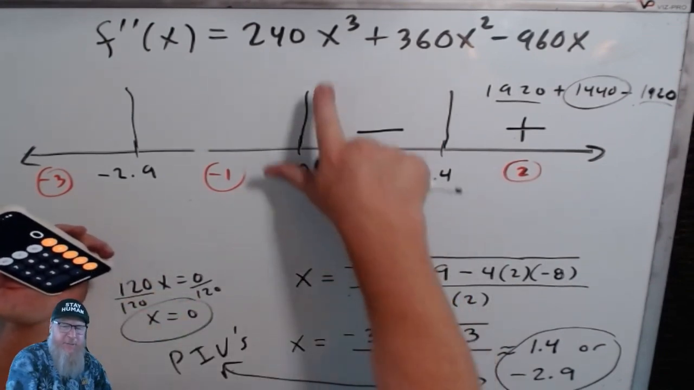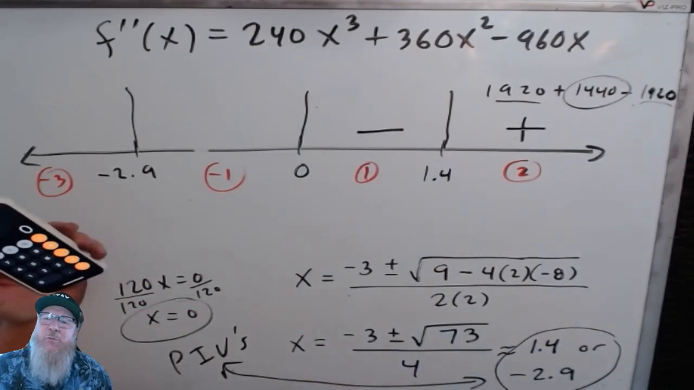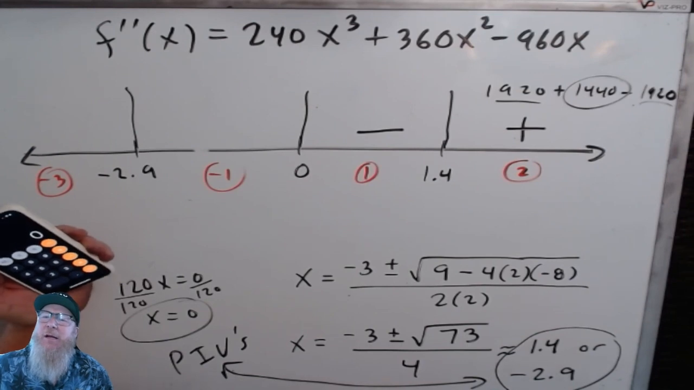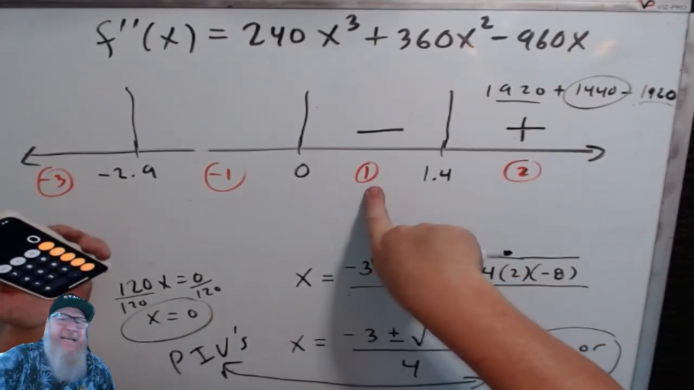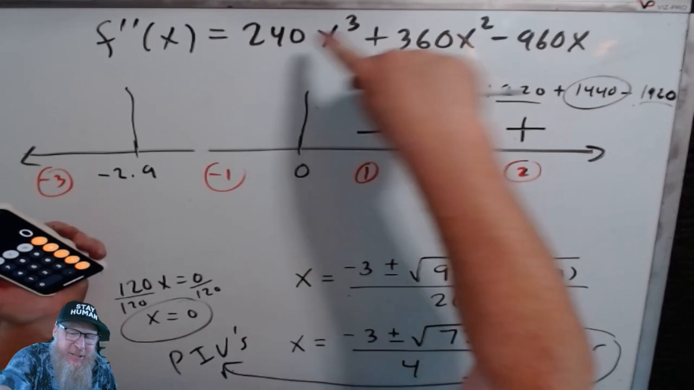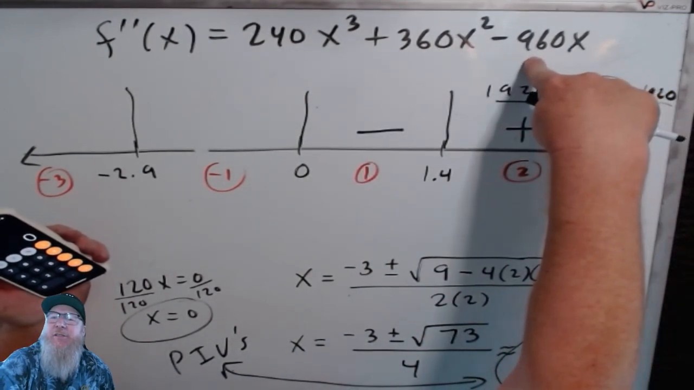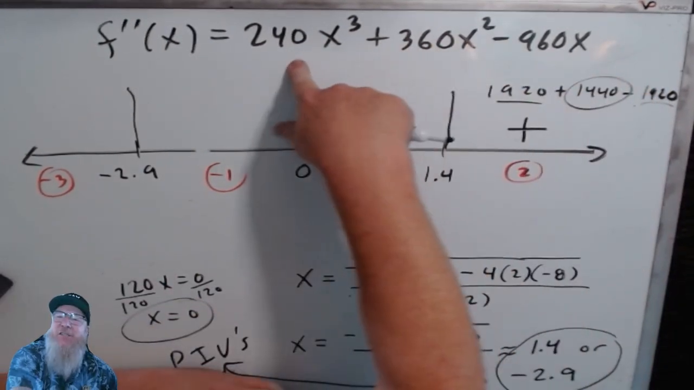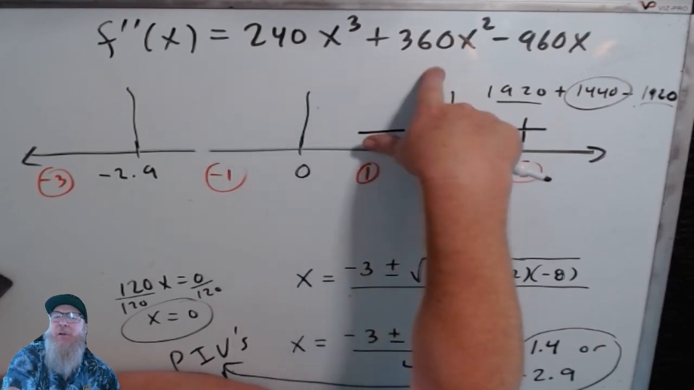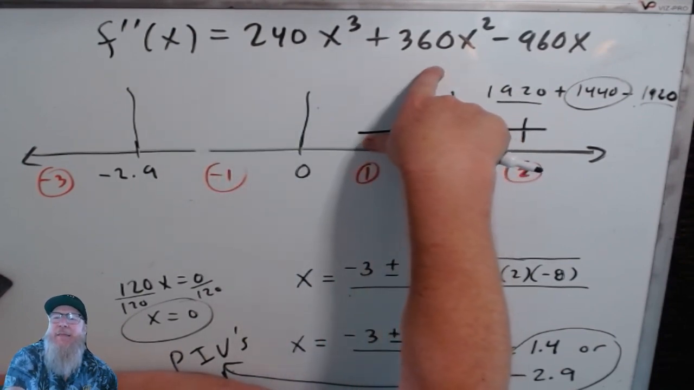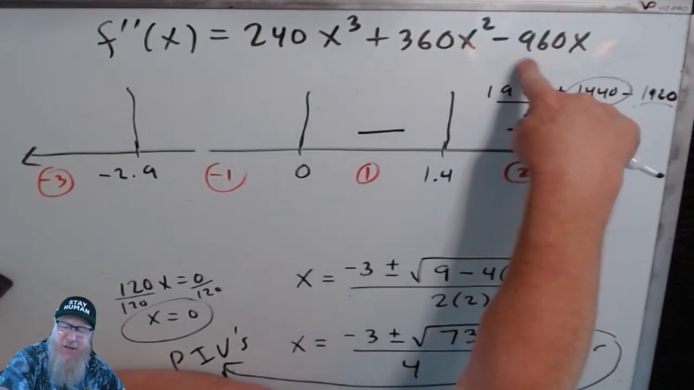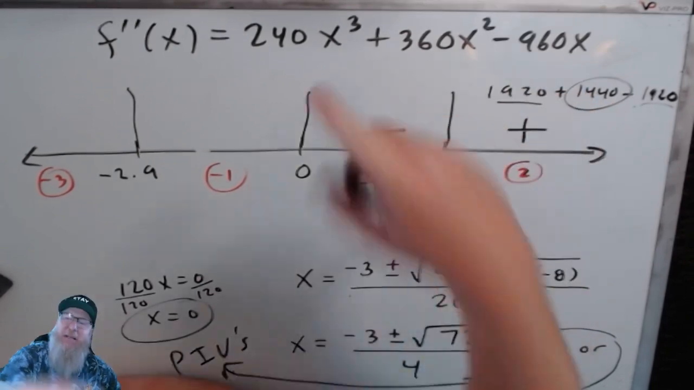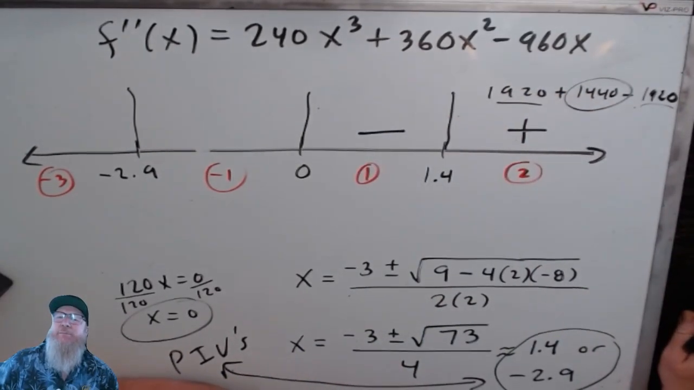Let's put in 1. Do you guys remember the 1 trick from algebra? Whenever you plug 1 into any function, you can just add up all the coefficients. So let's just do this mentally. 240 plus 360, that's 600. 600 minus 960, that's negative. That saved me a lot of time.